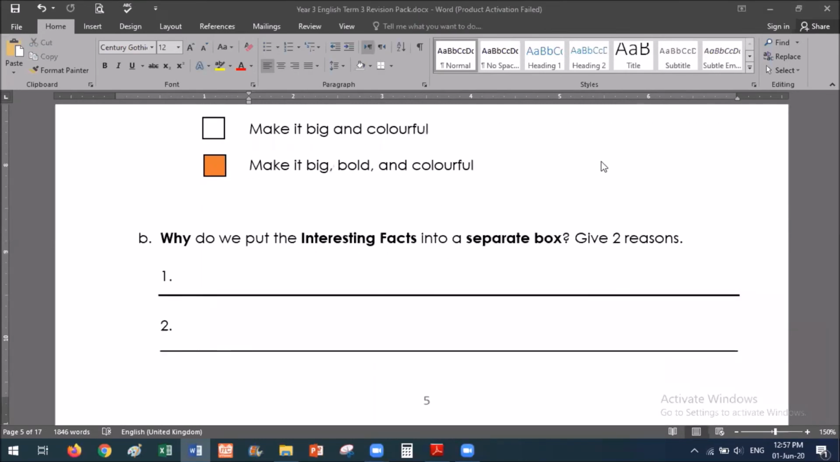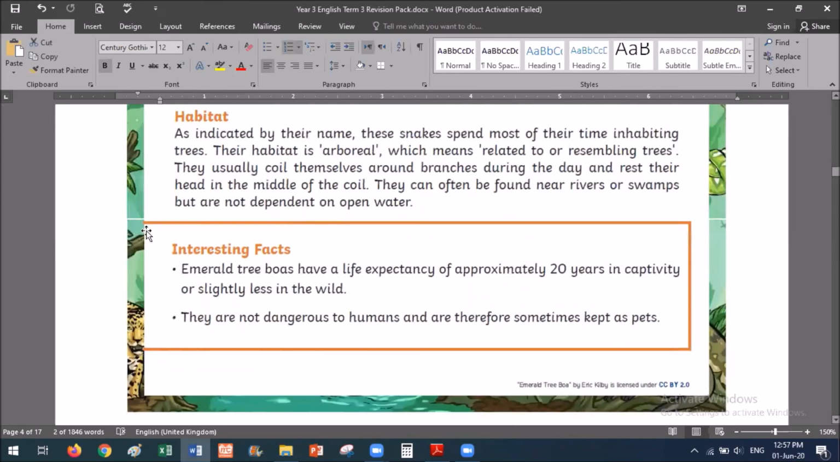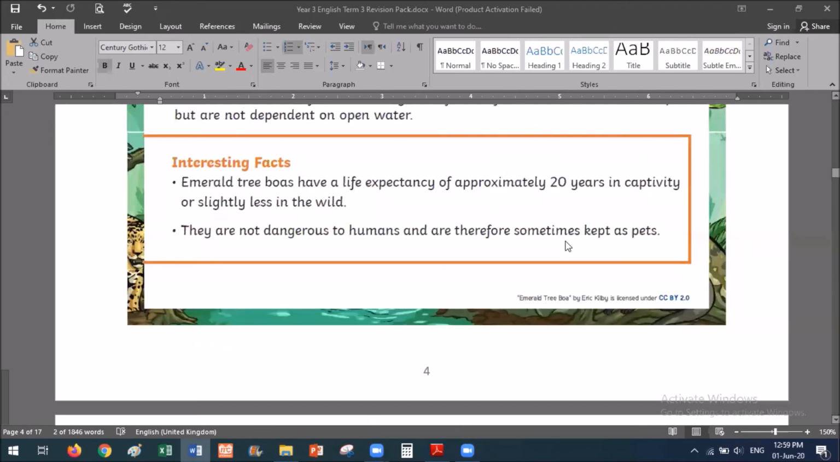Now, give me a reason for putting the interesting facts into a separate box. Why do we put the facts into the box? Yeah, look at the interesting facts. They're literally in a box. There's an orange box around them. Why do you think we do that? Jada, do you have an idea why this might happen? Why do we put it into a separate box? We put it in a separate box because they don't get mixed up with the habits. Exactly. Thank you, Jada. That is a very good example. So we call that separation.